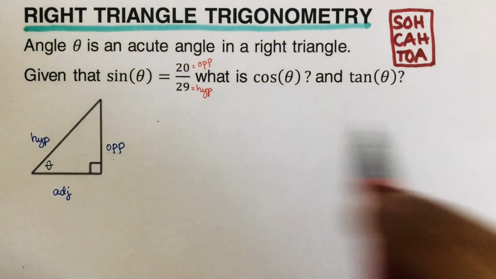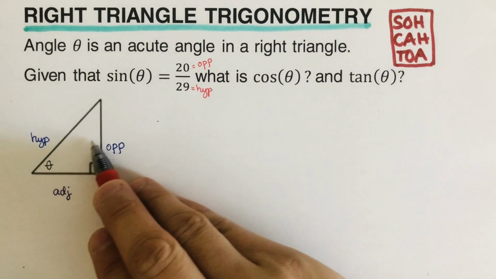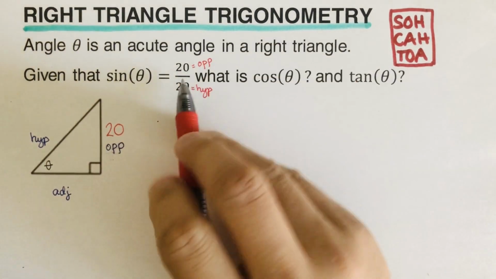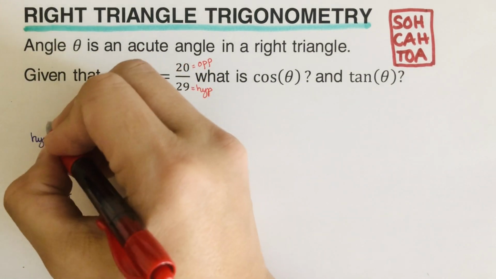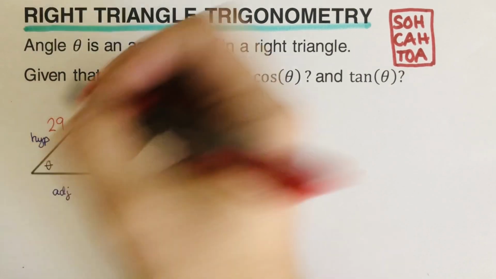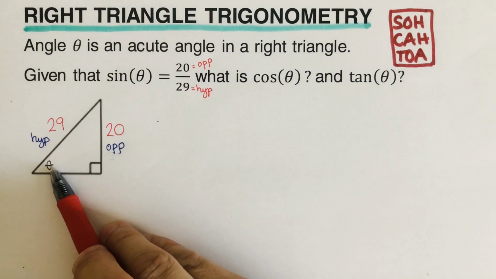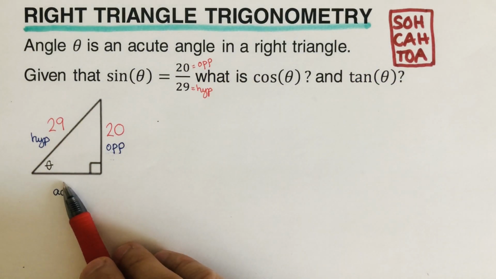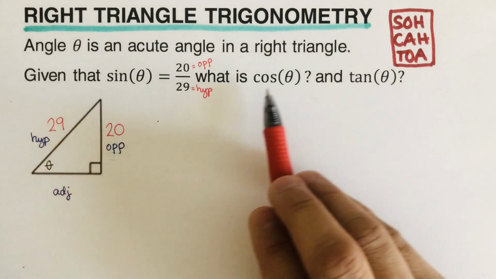Going back to this, we have opposite is 20. That means the length of this side of the triangle is 20. And the hypotenuse, this side of the triangle right here, is 29. Since we're looking for cosine theta, cosine means CAH, adjacent over hypotenuse. We have the hypotenuse right here, but we don't know what the adjacent is.